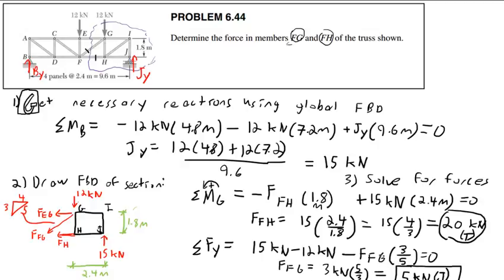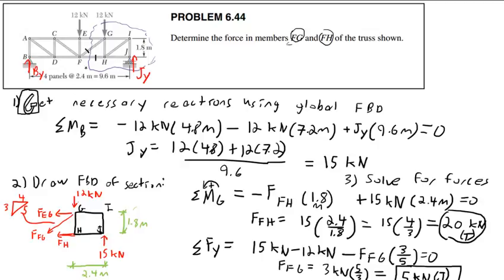I think. Let me double check that. That would be negative 3, and yes, 5 kilonewtons tension. And that's it, yes. Will you ever need more than one section for one problem? Oh, sometimes, yeah, you may actually need more than one section in one problem.